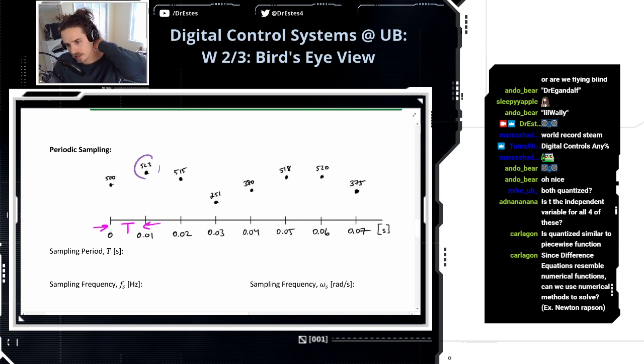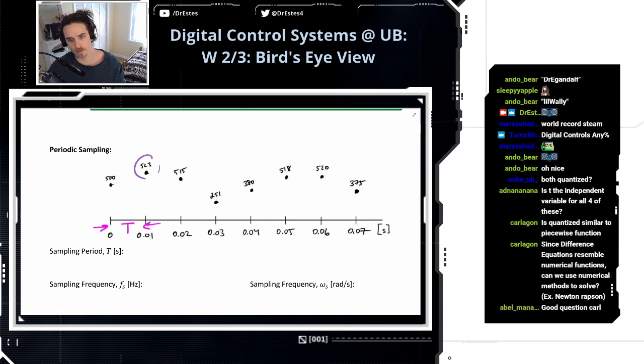Carl says, since difference equations resemble numerical functions, can we use numerical methods to solve? Yes, like Newton-Raphson, yes. Difference equations are equations that I'm sure you guys have seen in one context or another before. Yeah, great question.